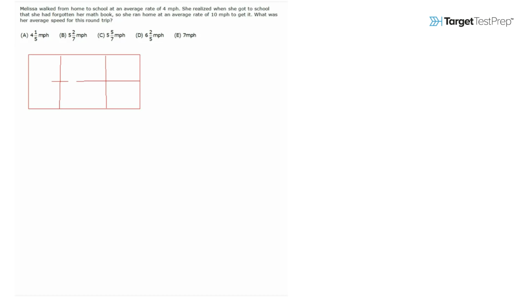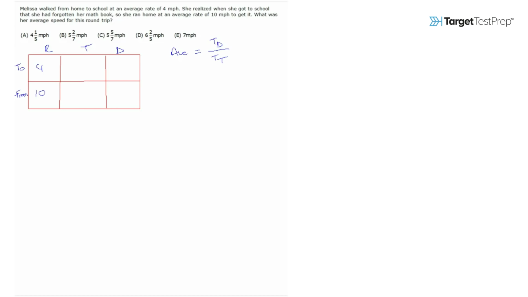And we have a rate, an R, a T, and a D. And remember, average speed is total distance over total time. Now, we label our rows as going to and coming from. And we see that Melissa is going to at a rate of 4 and coming back at a rate of 10.